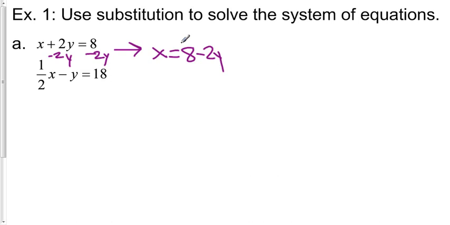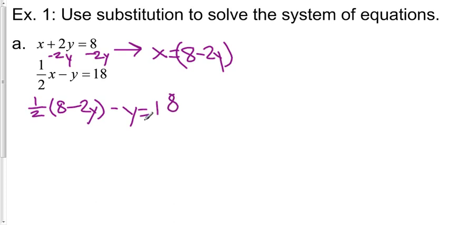Now that I know x is equal to 8 minus 2y, I can take this whole expression and plug it in for x in the second equation. So it looks like this. The second equation becomes 1/2. Now instead of x, take out the x and plug in 8 minus 2y. Since they're equal to each other, we can make this substitution. The rest of the equation says minus y equals 18.